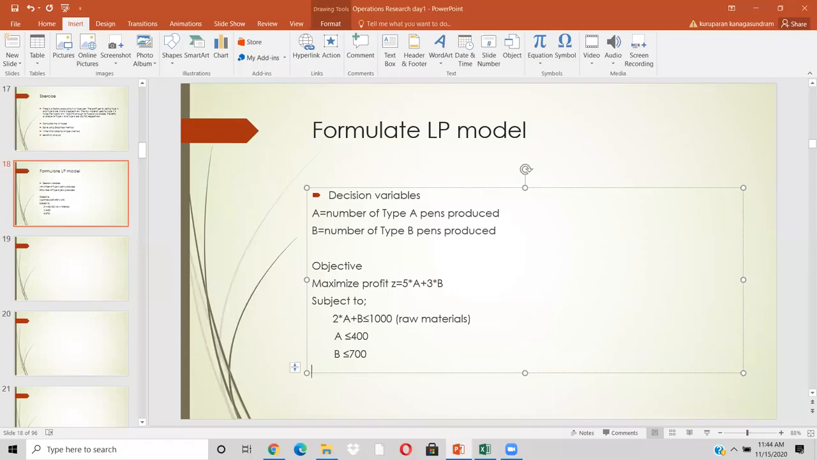There will be one constraint more to this. What is that? Whether A and B can take all the values or certain values. Guys, in the real numbers, whether A comma B can take all the values or certain values. Whether A and B can be negative or positive, or can be either negative or positive.